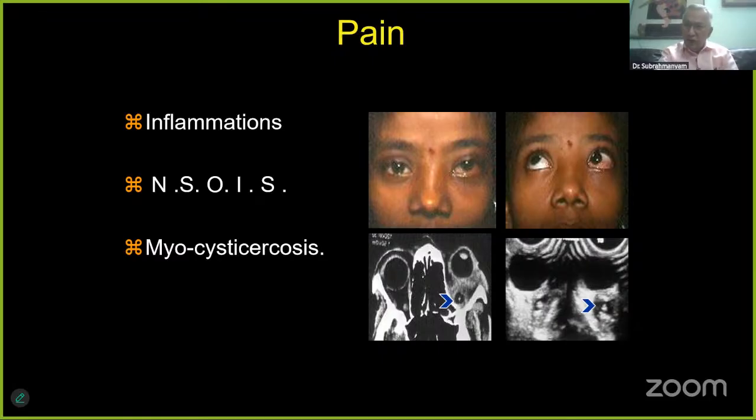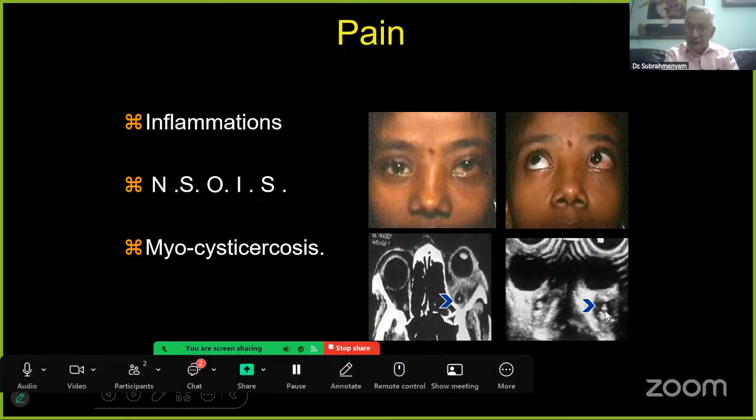If you want to follow up the cases later, do not use CT scan, which is expensive and exposes the patient to radiation. You can follow it with B scan, as you can see here, where you can see the cyst and the scolex very well.